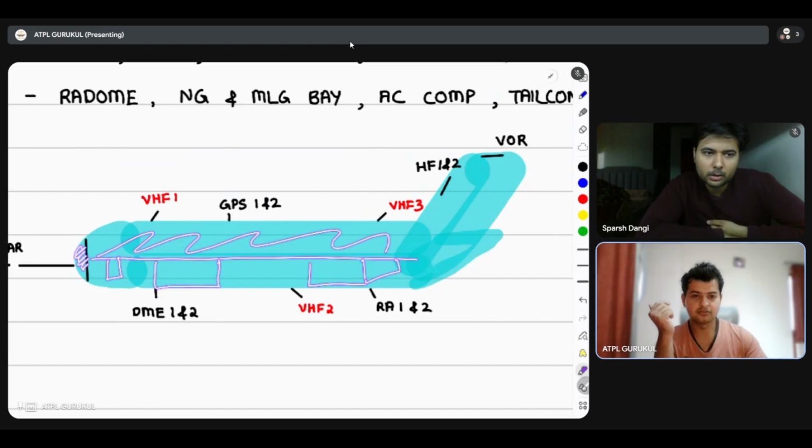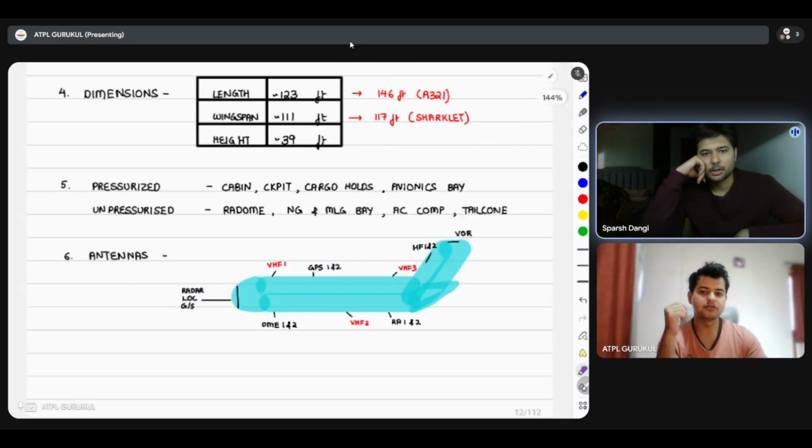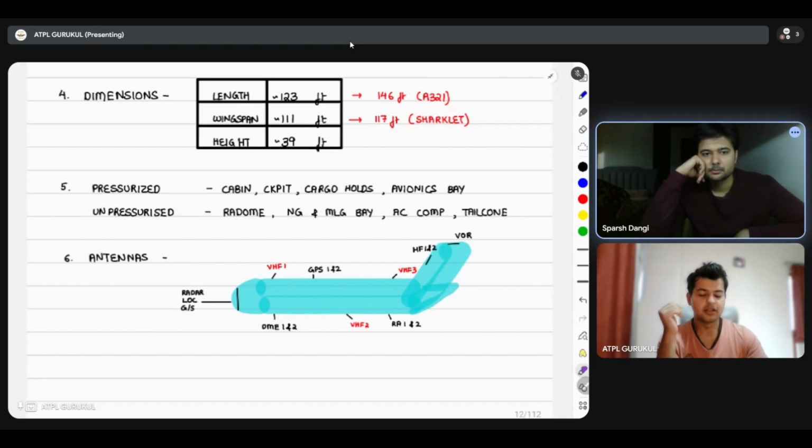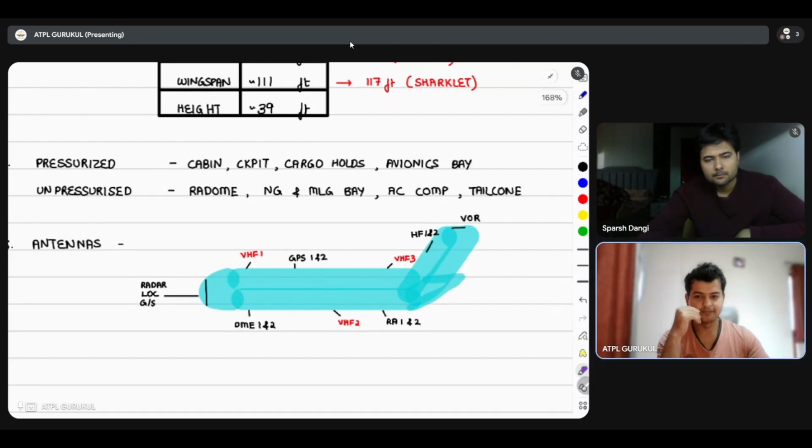What is unpressurized? Nose wheel, main landing gear and packs, tail cone. Entire aircraft is covered. No doubt. Now let's talk about antennas. Go through the diagram for the antennas which is there.